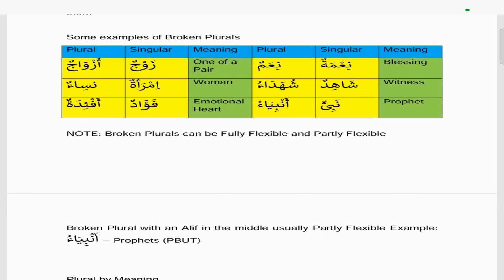And then one of the notes we make is that broken plurals can be fully flexible and partly flexible. Broken plural with an alif in the middle, usually partly flexible, such as anbiya'u. So there's two here actually in the table that you can see. The one is shuhada'u, so that you can see that it's a plural and it has an alif in the middle. So that's why it's partly flexible. That's why it's light, it's not heavy. It's not shuhada'un, it's shuhada'u. And same thing with anbiya'u, you can see that there's an alif in the middle, and that's why it's partly flexible, and that's why it's light and not heavy.